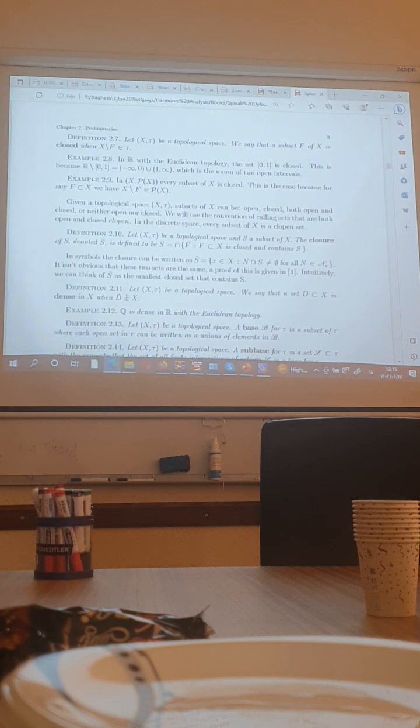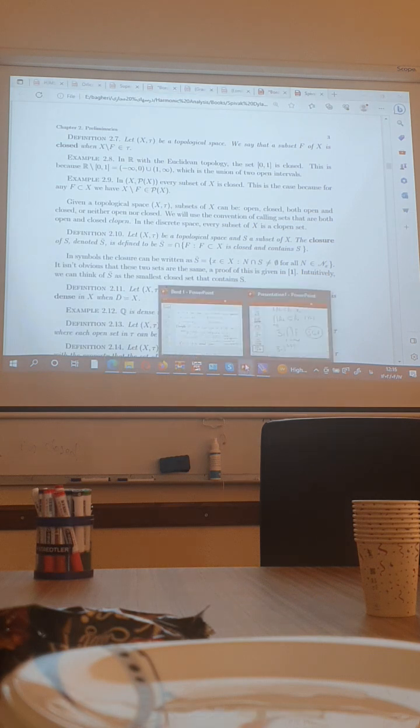Okay. Let X and tau be a topological space. We say that a set D is dense in X when the closure of D equals X. In Arabic it means dense, kathif. The closure of D equals the whole of X, okay?